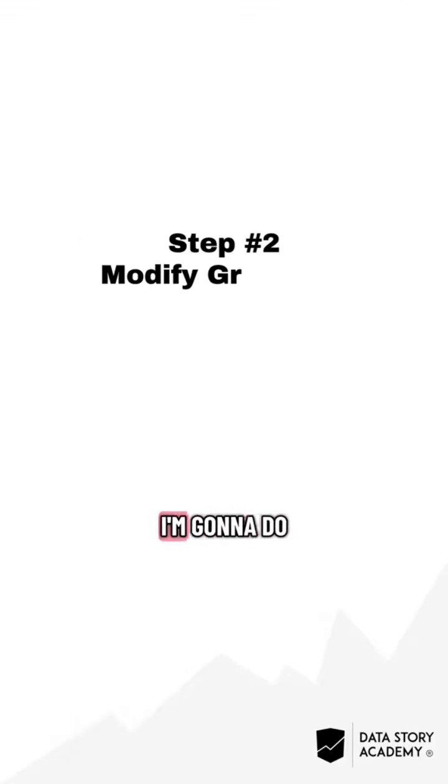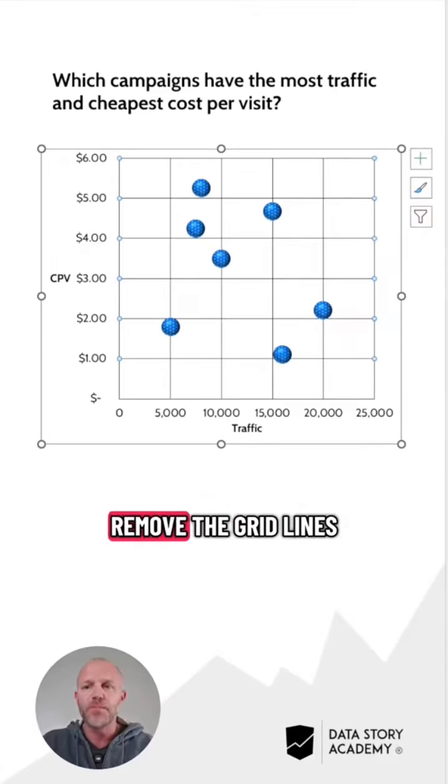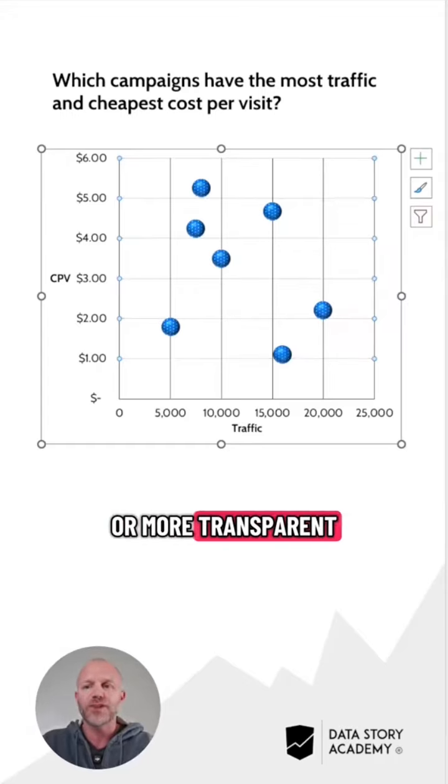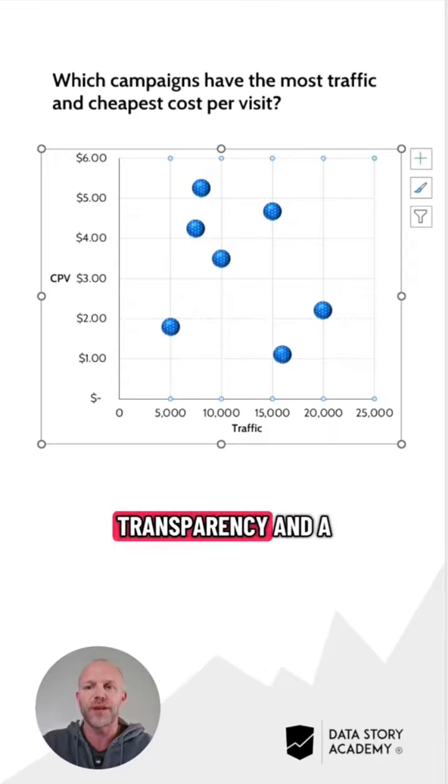The second thing I'm going to do is click on these horizontal grid lines. I'm not going to remove the grid lines, but I want to make them lighter or more transparent. So I'm going to set them to an 80% transparency, and then I'm going to make them a dashed line. I'm going to do that both for the horizontal and the vertical, so an 80% transparency and a dashed line.